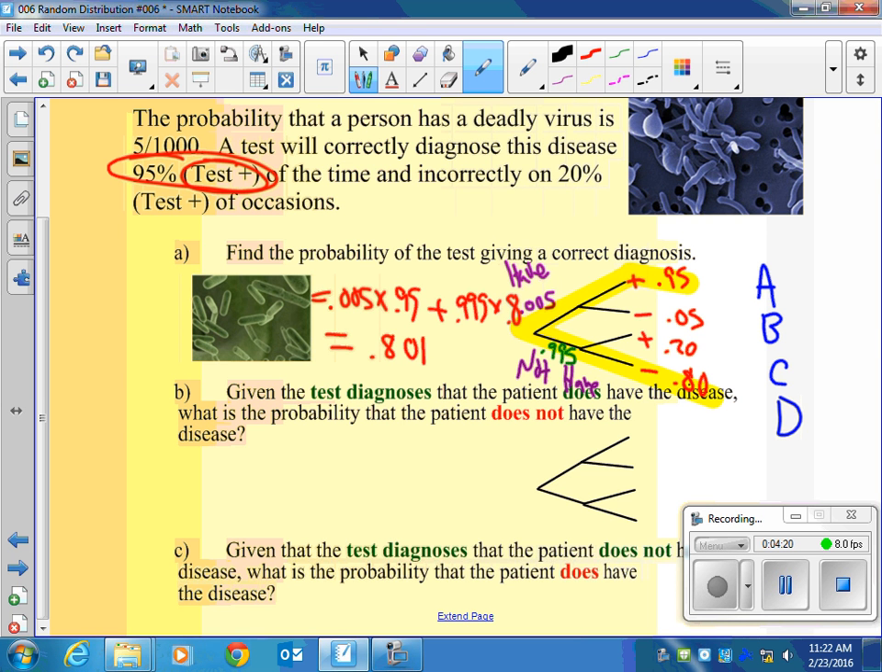All right, now that's okay. But here's the crazy part. Are you ready for this? A given test says that the patient does have the disease. What's the probability that you don't have it? Okay, the test says you do, but what are the chances that you don't have it?